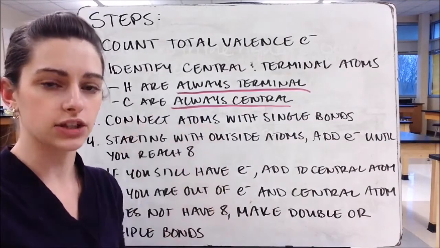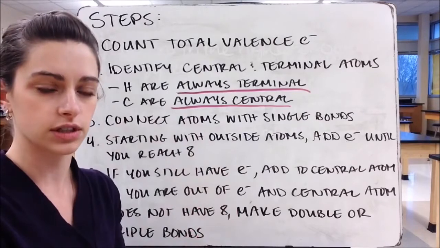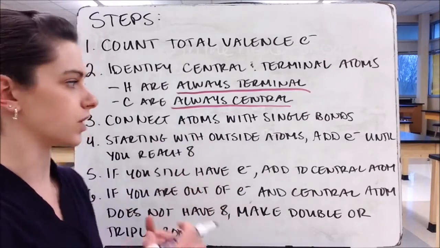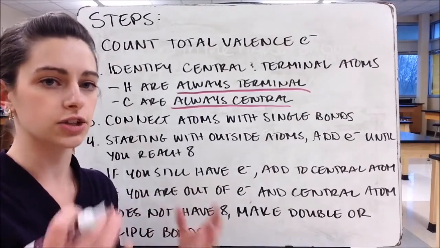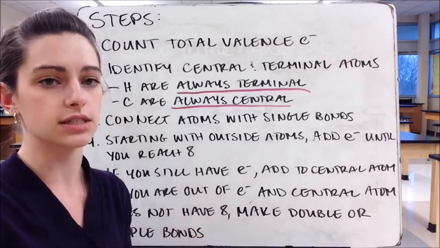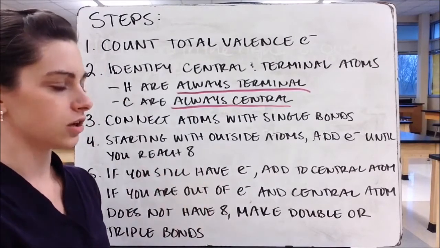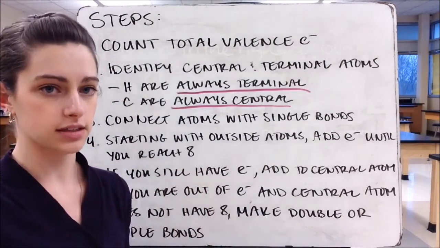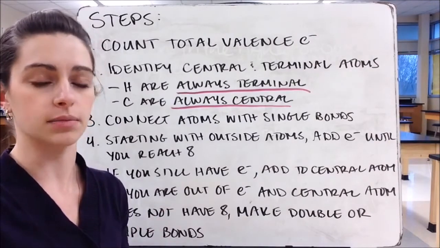Once you arrange them, then you're going to start drawing your bonds. So you're going to arrange them first, then you'll draw your bonds, you'll draw those connections, and you're going to start with just single bonds. You'll connect your terminal to your central atoms with single bonds. You'll subtract those single bonds from your total number of valence electrons, and then using your extra valence electrons you have, you'll start completing the octets.